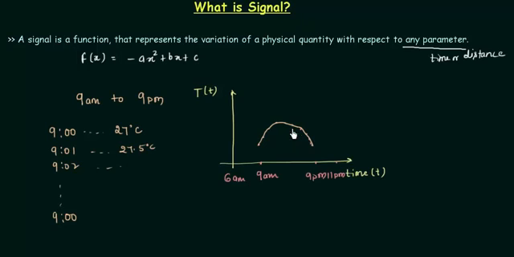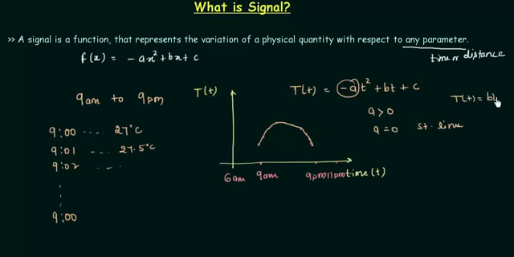This particular function is a downward parabola, and it has the equation minus a t square plus b t plus c. This minus a shows that we will have a downward parabola, and there is one condition for that: a must be greater than 0. If a is equal to 0, we will have a straight line, because T will be equal to bt plus c. This is the equation of a straight line, y equals mx plus c. The c is the intercept, and if a is less than 0, we will have the upward parabola.